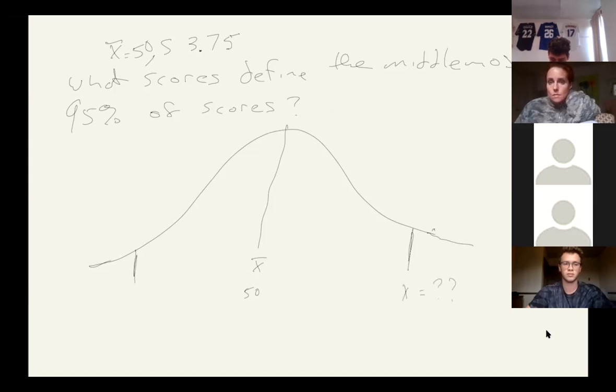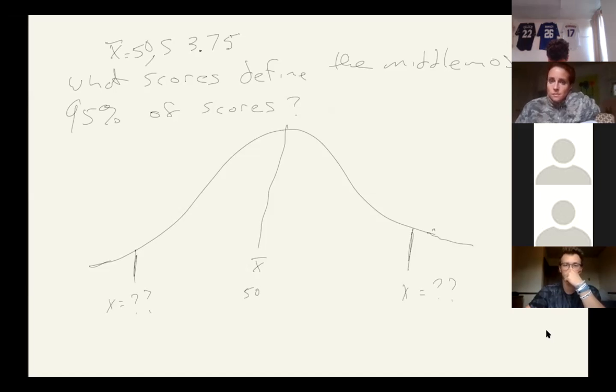We need these numbers. But how do we know how to get to those numbers? The answer sort of is in the question. We want the middlemost 95% of scores, which means we want to cut out the outermost 5% of scores, but we need to split it in half so we account for both outside edges. That way we're still balanced around the middle.